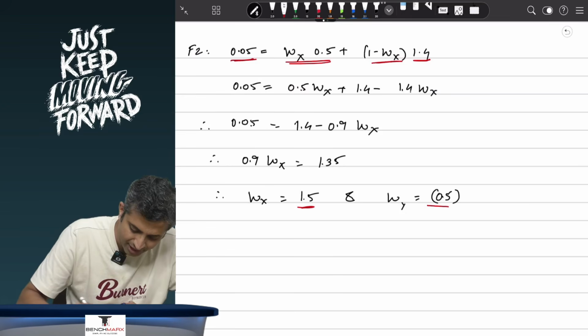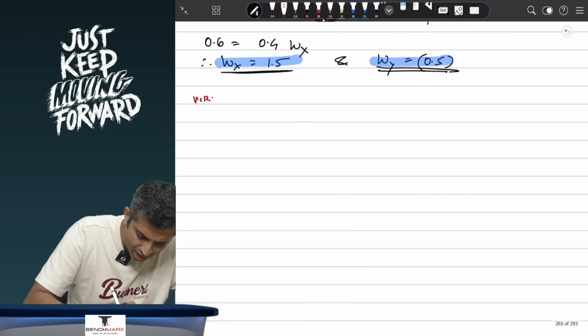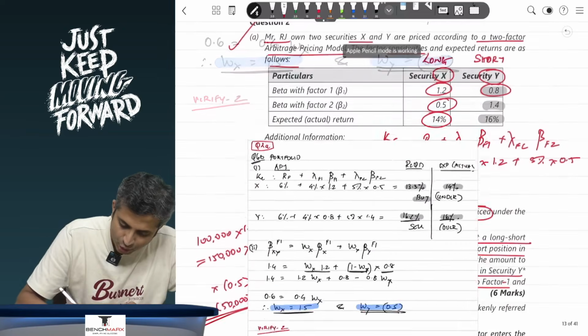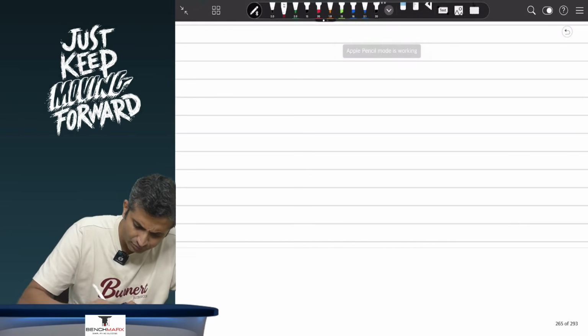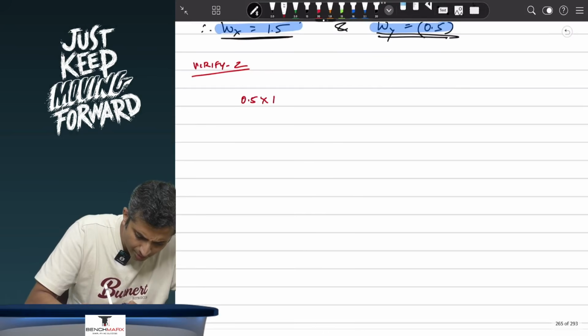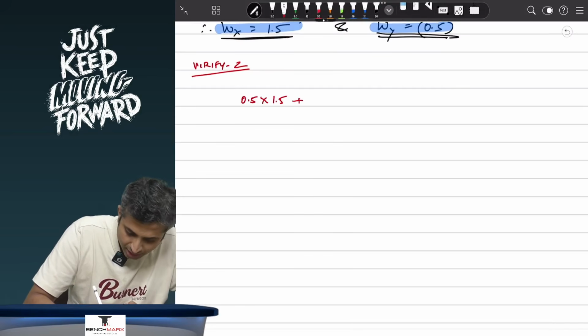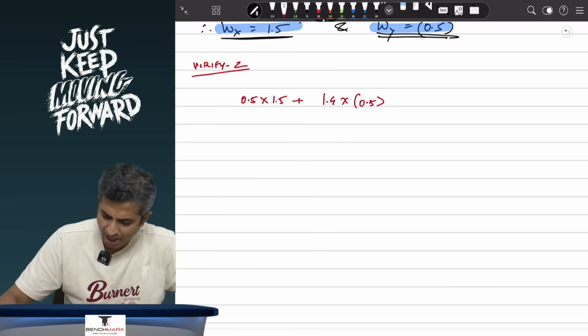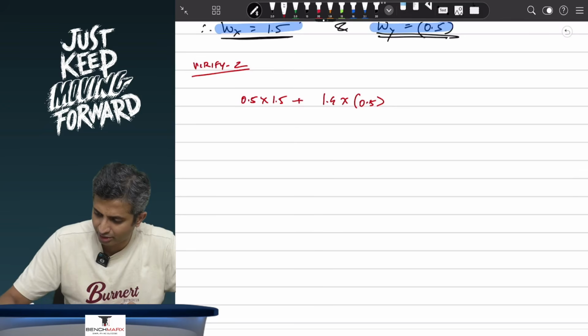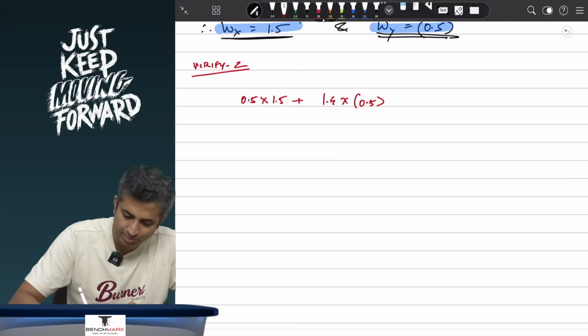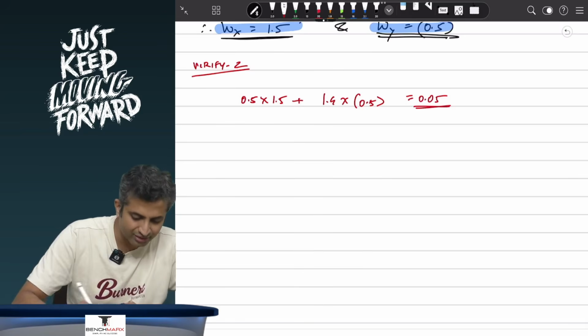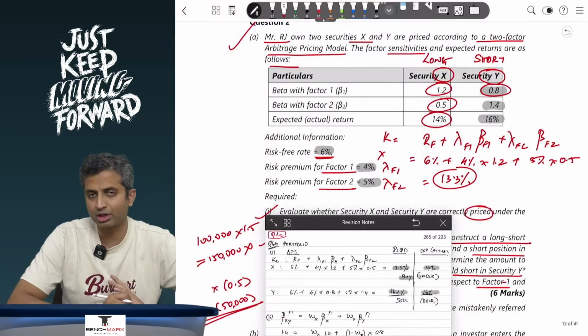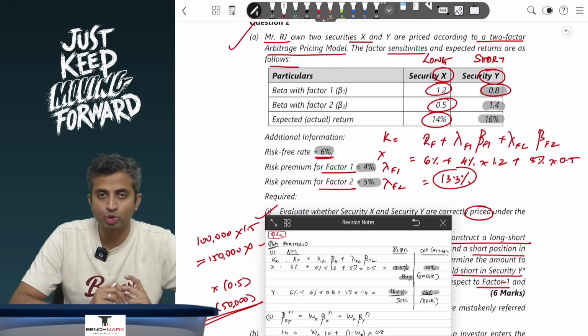Basically, you can even verify this for factor number 2. You can say that this is 0.5 into 1.5 plus 1.4 into negative 0.5. So if I go to see, this is 0.5 into 1.5 and 1.4 into negative 0.5, you will get exactly 0.05, which is your desired factor exposure to factor 2.